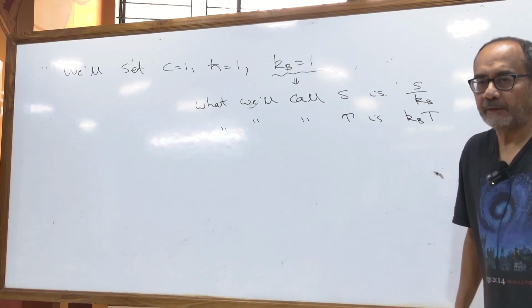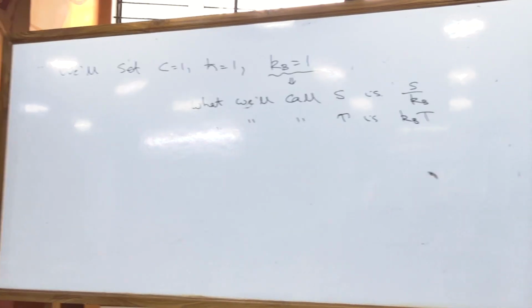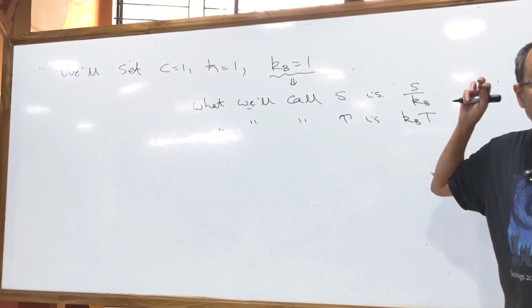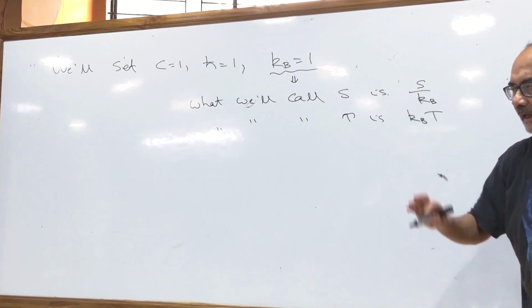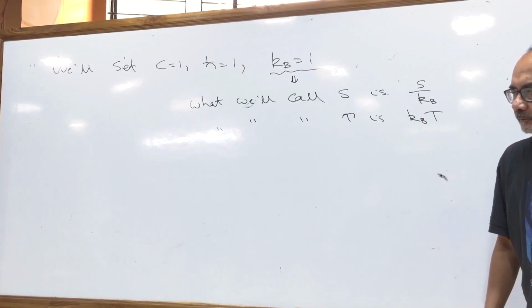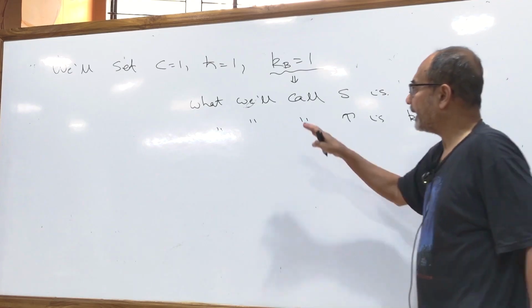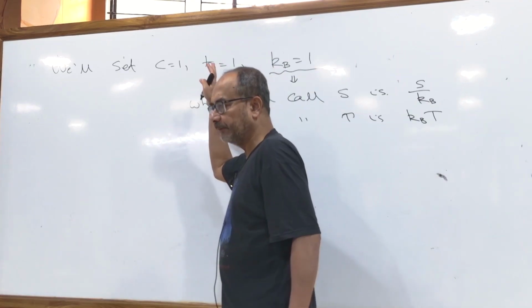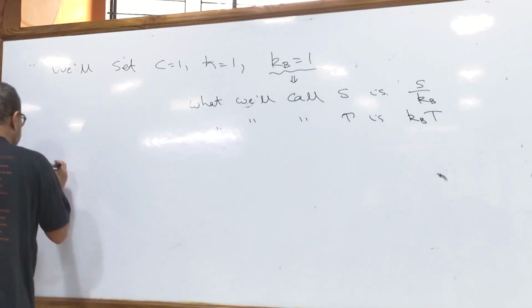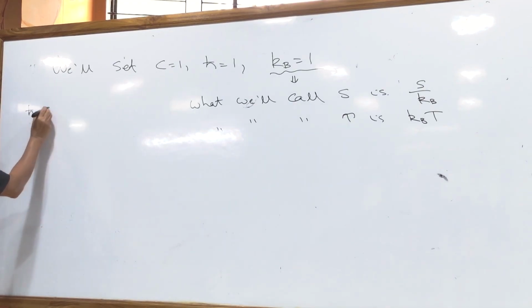Because if you want to restore factors of KB at the end, then in the expression for the entropy, you will multiply by KB, and in the expression for temperature, you will divide by KB. Right? That way you can restore factors of KB. H bar and C factors can be restored by dimensional analysis.